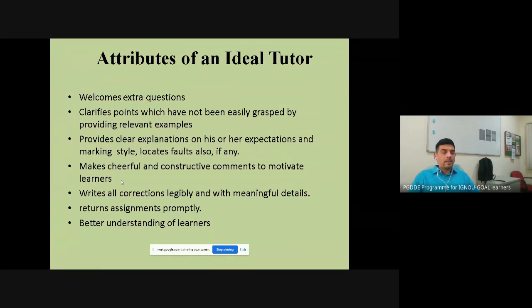Then what are the characteristics of an ideal tutor, the attributes of an ideal tutor that we can refer to, because an ideal tutor always likes to attract more and more questions from the learners. He or she would like to take as many questions as possible from the learners. Okay, then even helps to clarify the doubts or the concepts which are not clear to the learners by giving various examples also.